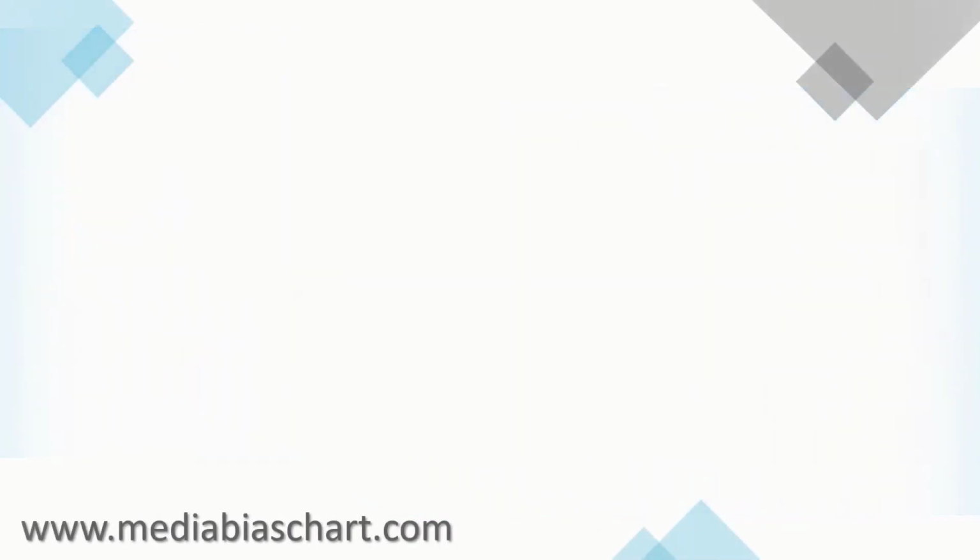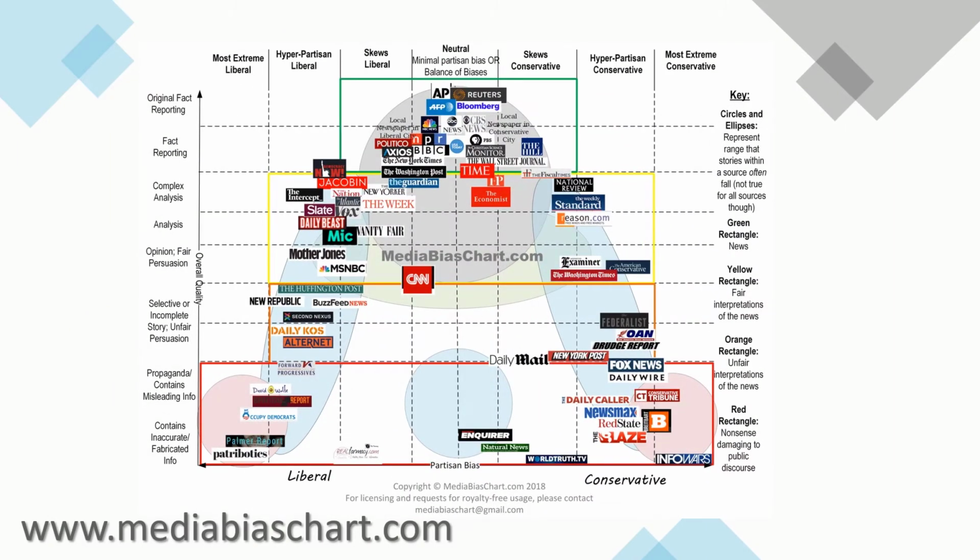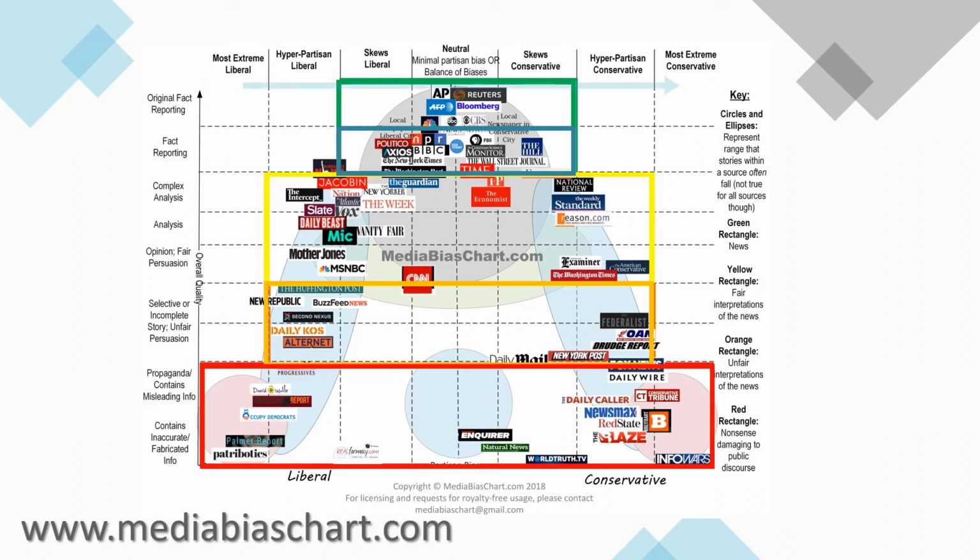There are useful informational websites and tools out there to help you better understand bias in the media. This chart found at MediaBiasChart.com helps identify and list news media outlets and where they stand. Original, fact-based. Fact-based. Analysis-based with opinion-based, some fair persuasion. Selective or unfair with persuasion pieces. Propaganda or untrue fabricated stories. This chart also describes what side of the aisle the news reports on, conservative or liberal.